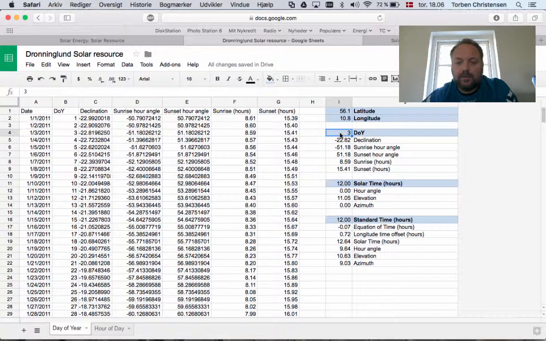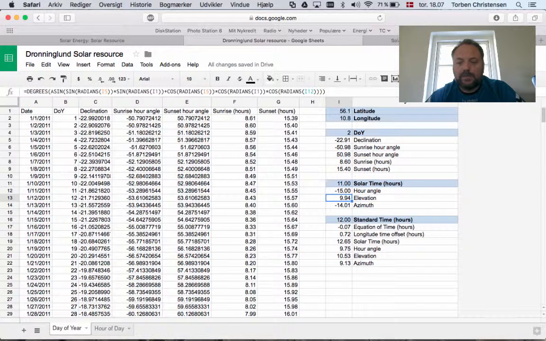and by setting in, for example, day of year and time of day, we get declination, meaning the angle of the Earth compared to the rotation around the Sun. Sunrise, sunset is not so important. Then we get our angle, elevation of the Sun for that given hour, and azimuth, meaning the angle compared to south.